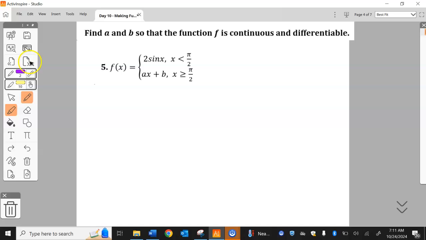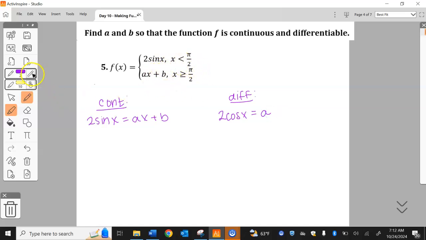Now let's look at one last one with some trig functions in it. So my first part, to make it continuous, I'm going to set the y values equal to each other, which would be 2 sine of x equals ax plus b. Then my second part, to make it differentiable, I'm going to set the slopes equal to each other. So the derivative of 2 sine is 2 cosine of x. The derivative of ax is just going to be a. B is a constant, so it'll go away.